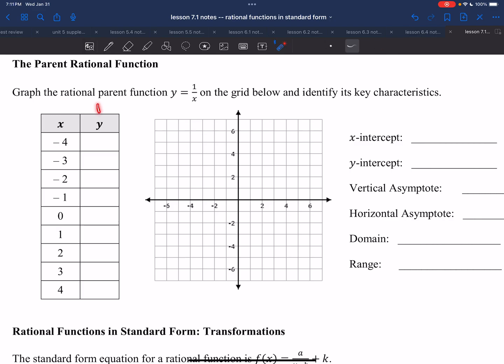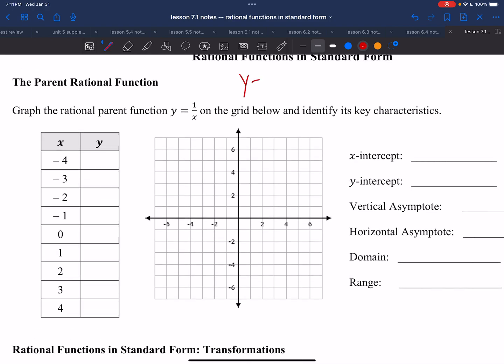The first thing I have here is a little table where we're plugging values into the function y equals 1 over x. You could call it f of x. So we're evaluating all of these. What's f of negative 4? Well, if f of x is 1 over x, then this is 1 over negative 4, which is just negative 1/4. We'll keep plugging those values in: negative 1/3 for negative 3, then negative 1/2, and then negative 1, because 1 over negative 1 gets me negative 1.